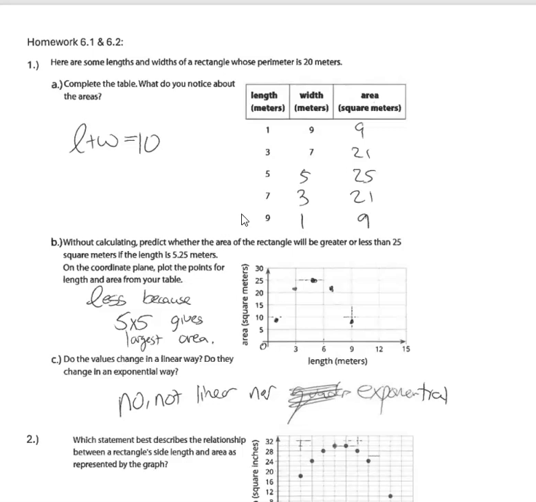So that's how I got those other numbers, and I multiplied them together to find the area. It says, without calculating, predict whether the area of the rectangle will be greater or less than 25 square meters if the length is 5.5 meters. So if you get a 5.5, then the other one is going to be 4.75. So 5.5 times 4.75.